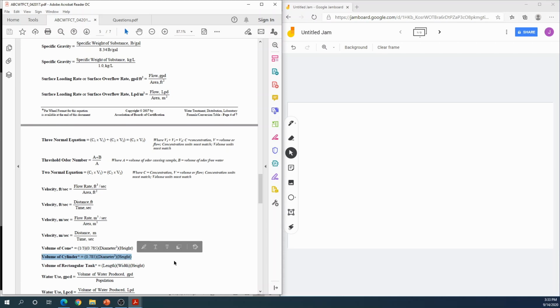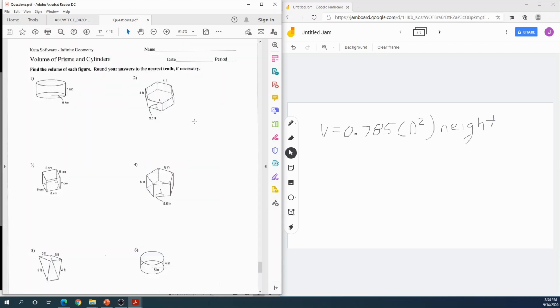So volume of a cylinder is equal to 0.785 times our diameter squared times our height. If I remember right, 0.785 times d squared is actually the area of a circle. So to find the volume of a cylinder, we're going to take the area of the circle on the bottom, multiply it by our height, and that's going to give us our volume.